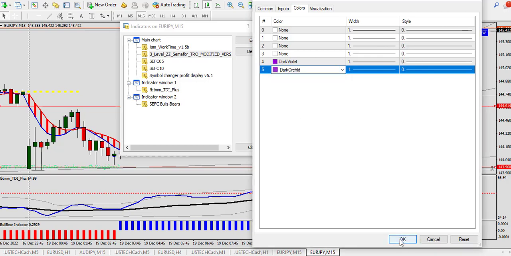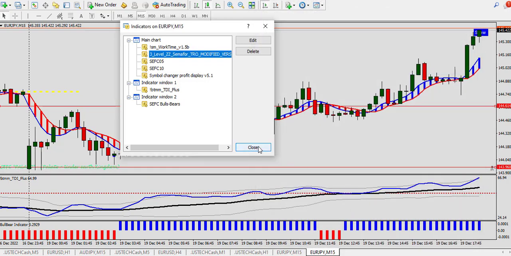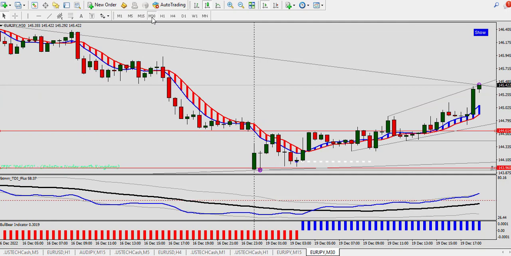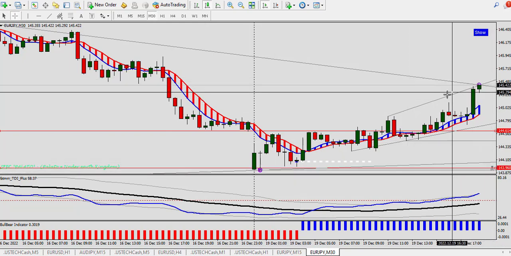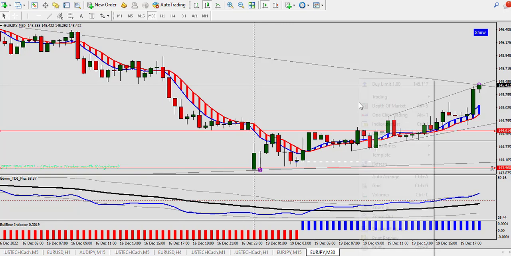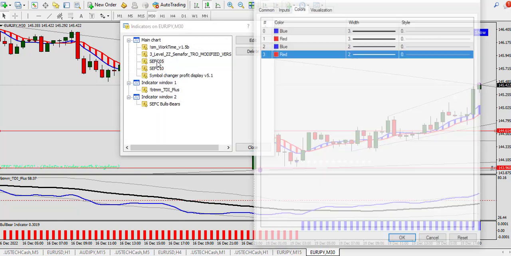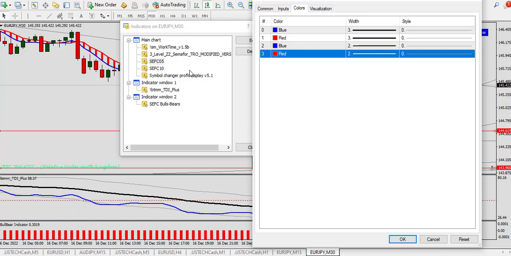And just click OK. You are going to see the values on the chart. You can see the three here. You can see it here also. You can see another three here. So these are the values for semaphore. If you need to turn on the other color, you can do so. So let's move on to the other indicator.